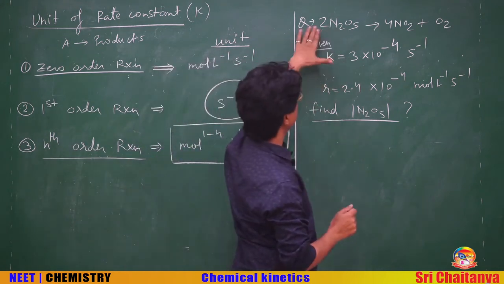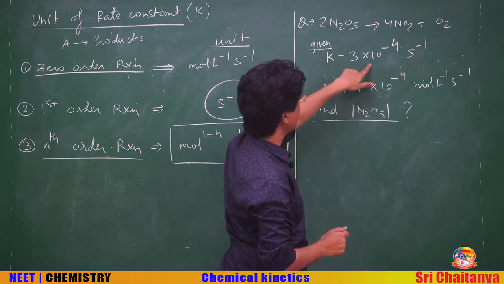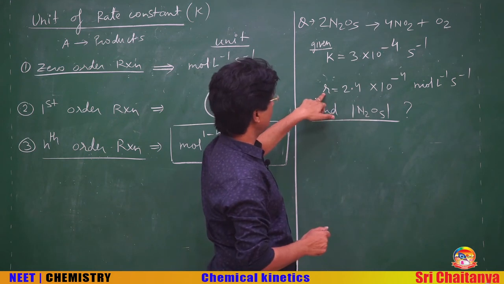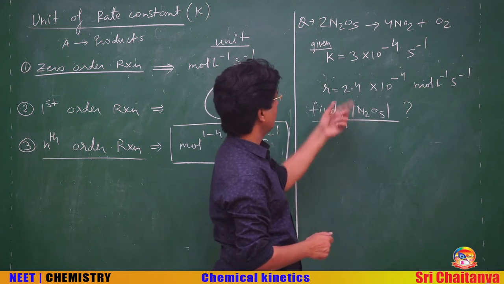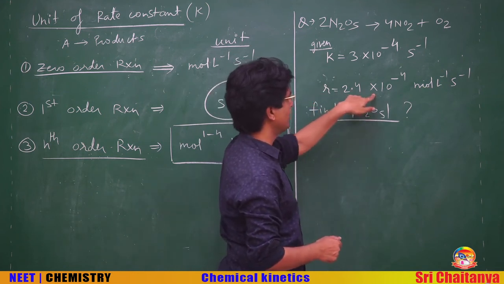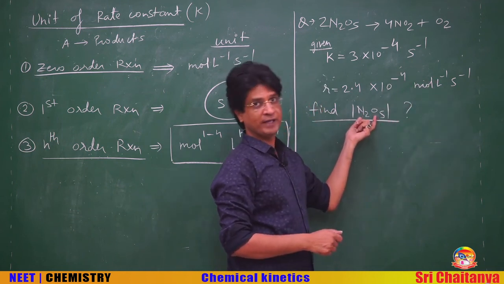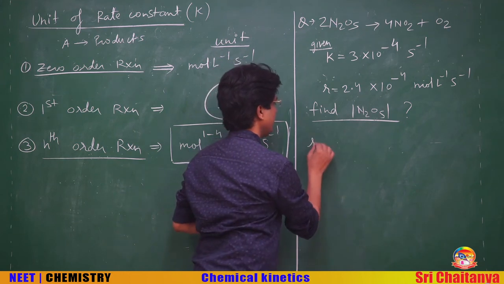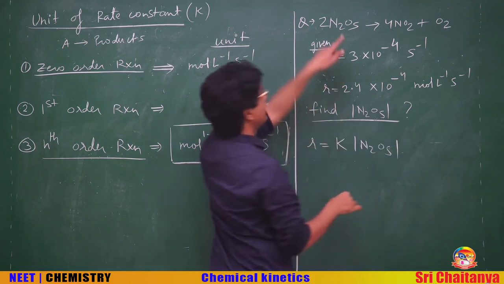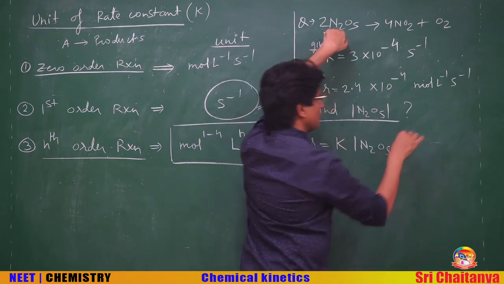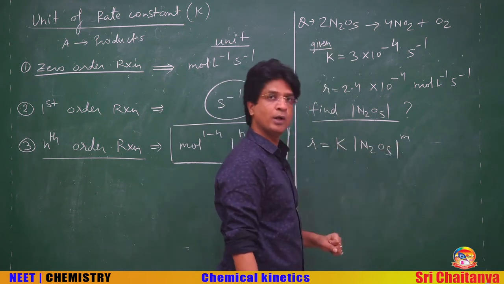So this is a question. They have given a reaction and they have given the value of K as 3 into 10 to the power of minus 4. Rate value is given as 2.4 into 10 to the power of minus 4 moles per liter per second. They are asking at this point when the rate is 2.4 into 10 to the power of minus 4 moles per liter per second, what will be the concentration of N2O5? Now see, rate can be written as K, N2O5 is the only reactant over here, raised to the power of m, which is the order of reaction with respect to N2O5, but I do not know the order of reaction.